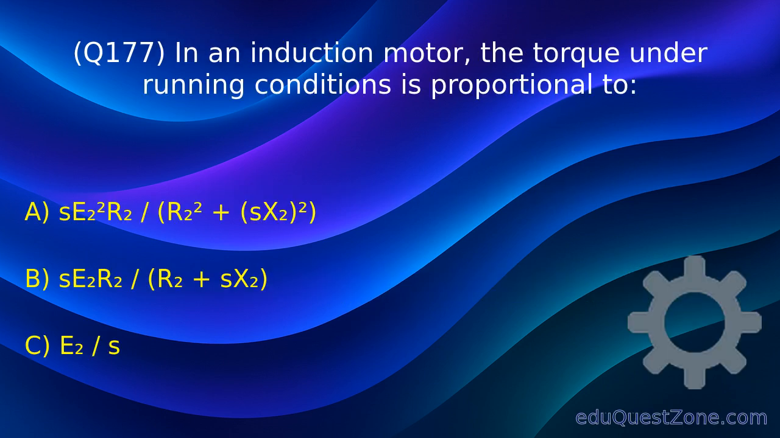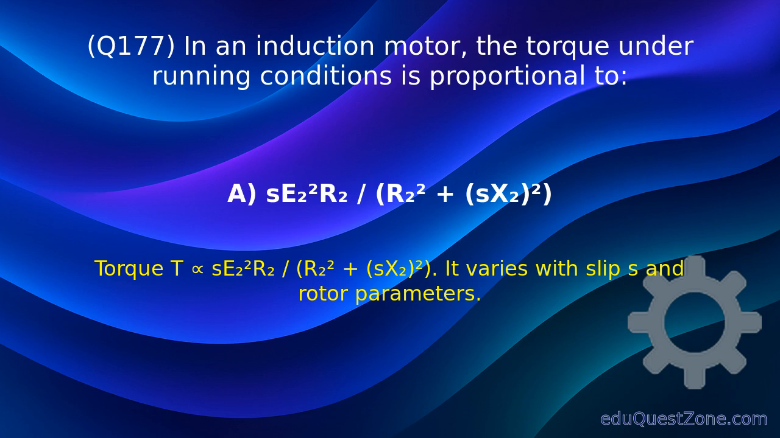Question 177. In an induction motor, the torque under running conditions is proportional to? Option A, S E2 squared R2 divided by R2 squared plus S X2 squared. Torque is directly proportional to slip times rotor-induced EMF squared times rotor resistance, divided by R2 squared plus S X2 squared.